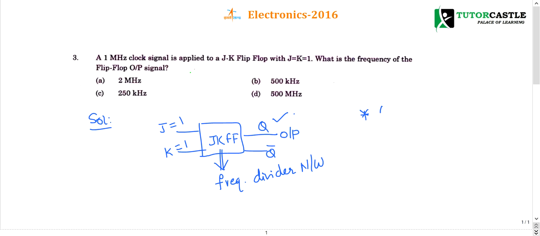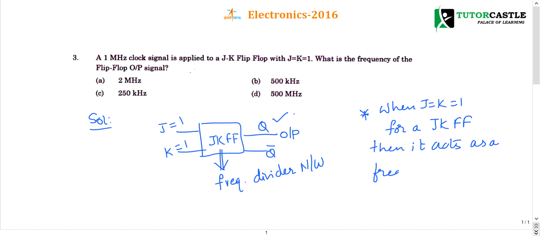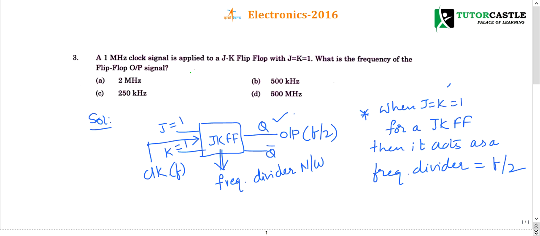So you can note that when J equal to K equal to 1 for a JK flip-flop, then it acts as a frequency divider, that is f by 2, input frequency by 2. So if the clock is given to the JK flip-flop with frequency, assume f, then the output frequency will be f by 2.